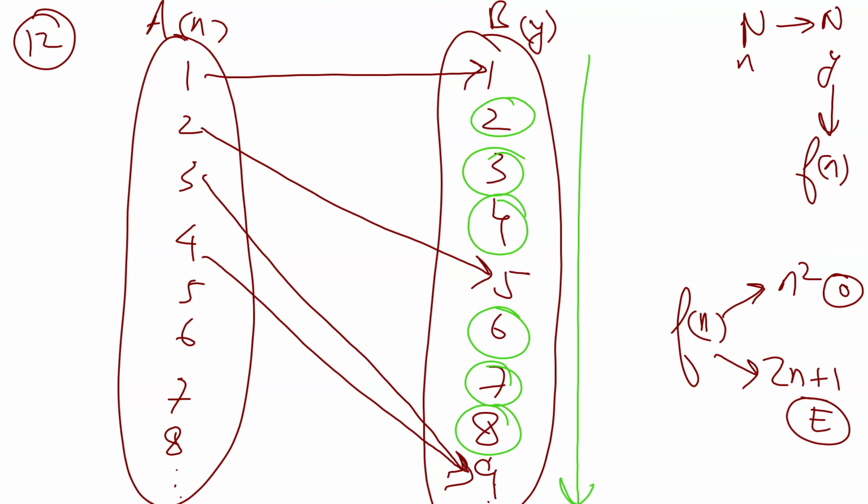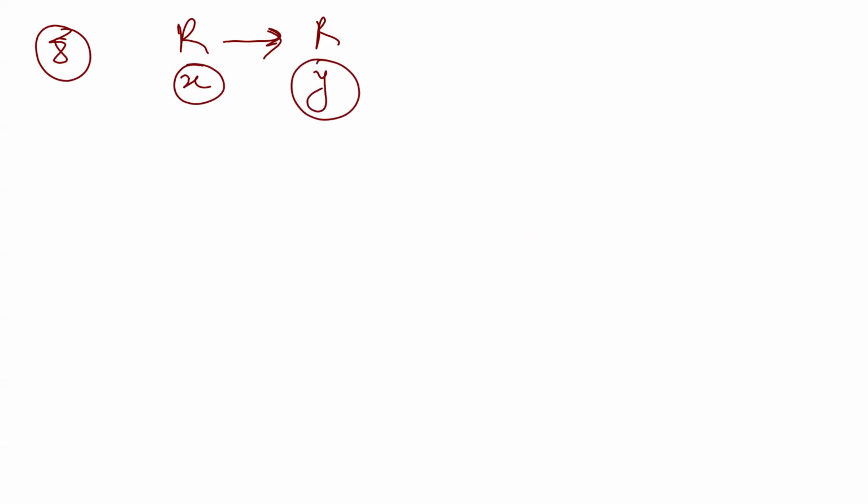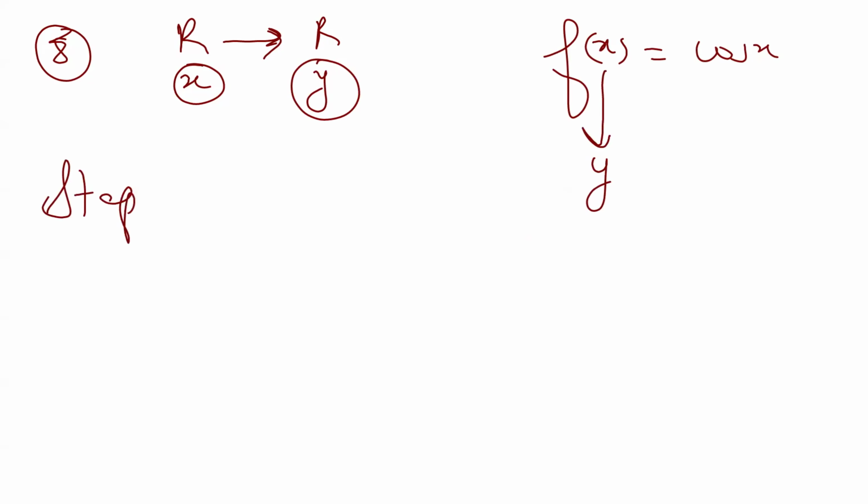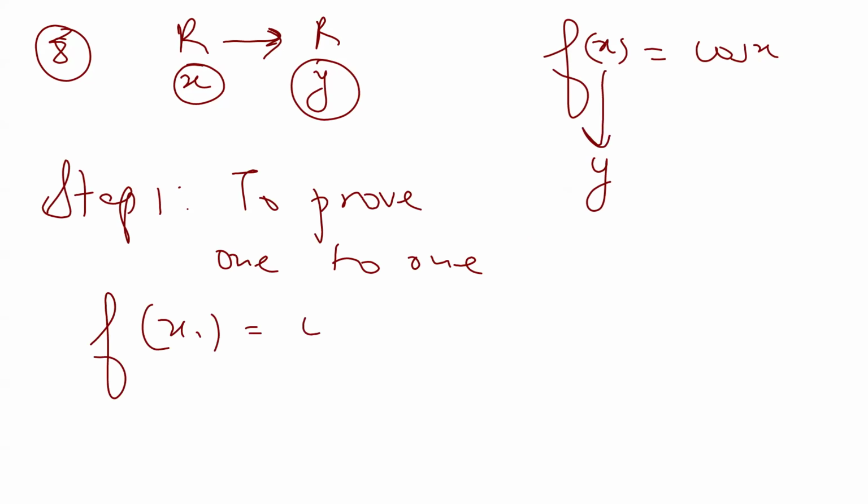We'll be solving question number 8 right now. The mapping is from real numbers to real numbers. So this is x and this is y. If you recollect the previous class, f of x is equal to cos x. f of x is nothing but y. Step number 1, to prove one to one. You know this procedure very well. f of x1 is equal to cos x1. f of x2 is equal to cos x2. Equate this: f of x1 is equal to f of x2.